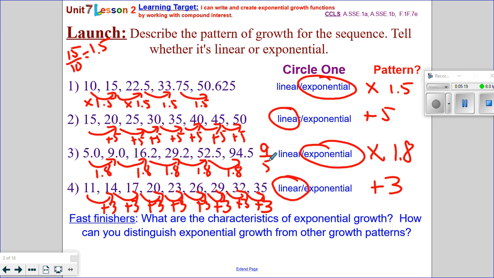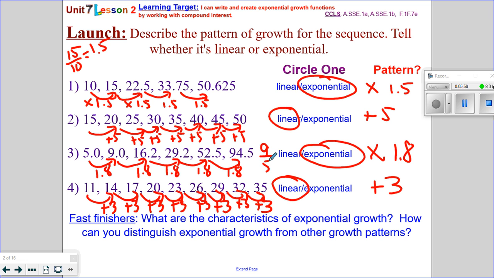So the fast finisher says, what are the characteristics of exponential growth? Well, you know that. So how can you distinguish exponential growth from other growth patterns? Well, if you look at number 2, 15, 20, 25, 30, that's linear. It's increasing by fives, and it's not growing. Exponential grows, the pattern grows. So you can look at it and say, all right, number 1 is definitely exponential because every single time, yeah, 10 to 15 is plus 5, but 15 to 22.5 is not plus 5. It's increasing more.